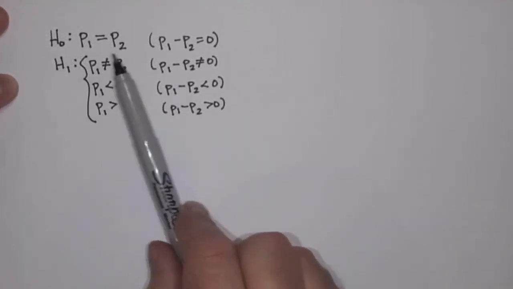Now, in order to conduct this hypothesis test, we need to have a normal distribution for the sampling distribution of the differences in p hat. And so that's what we're going to look at next.